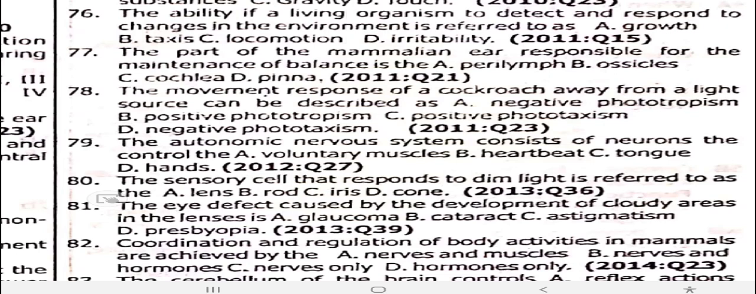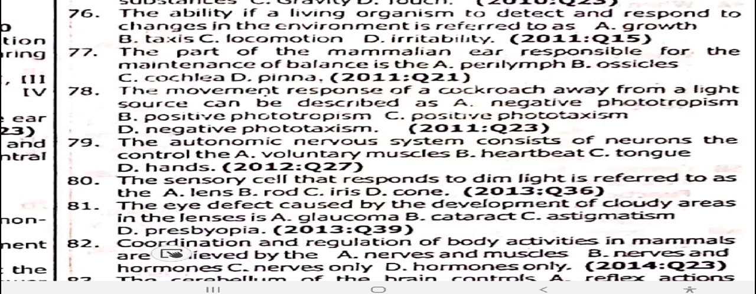All right. Moving on. The question actually ends here. So we said dim light is the rod, colored light is the cone. Don't forget. So 80 is option B. 81. The eye defect caused by development of cloudy areas is cataract, option B.